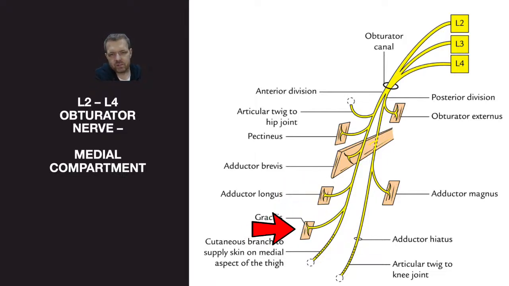And then gracilis, which is the one that's most medial, on the inside of your thigh. And then we've got the cutaneous branch to supply the skin on the medial aspect of the thigh. So this one is from the joint. This one is from the joint. This sensory one is from the skin. So you're receiving information from the skin.